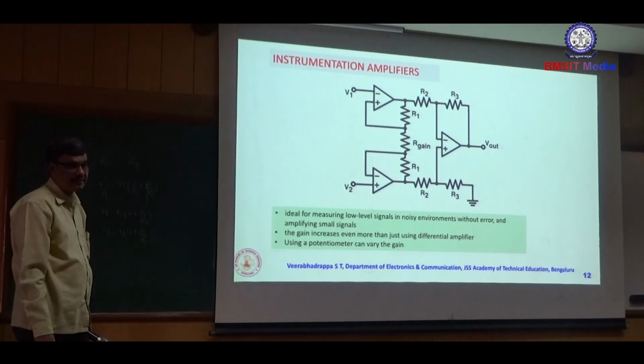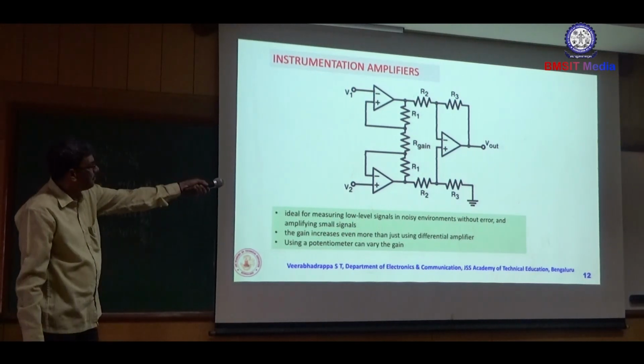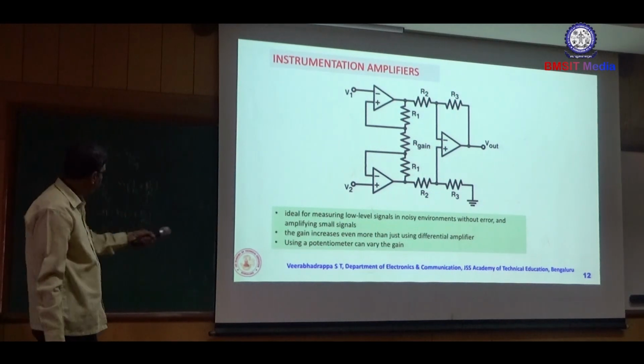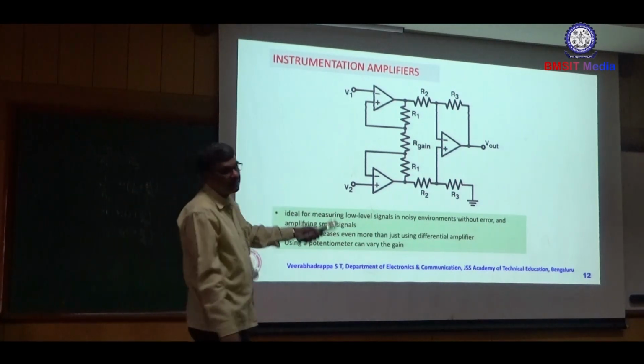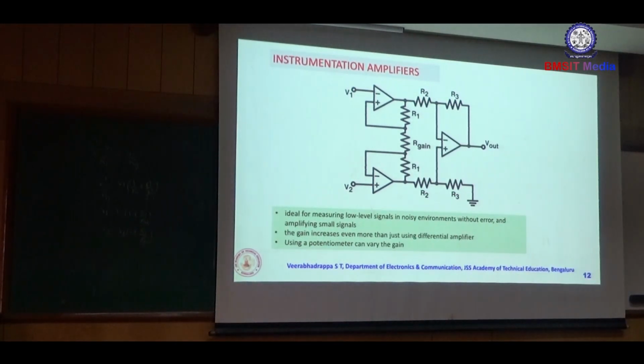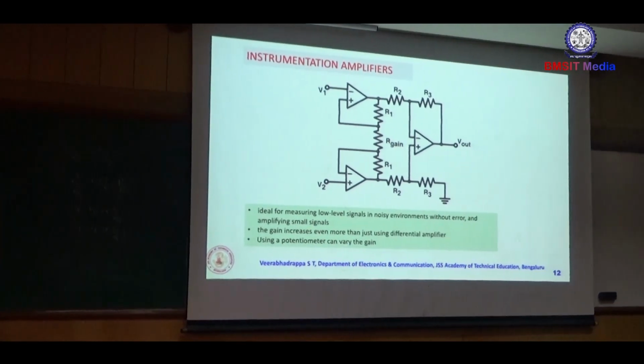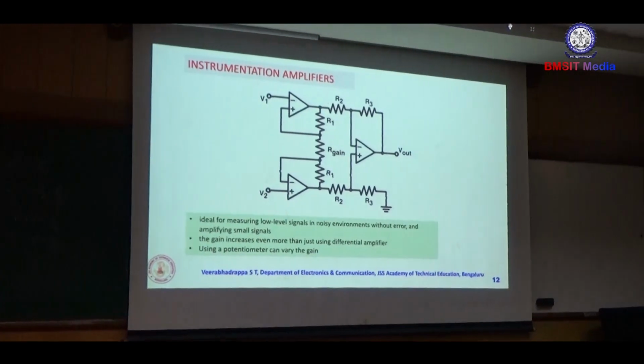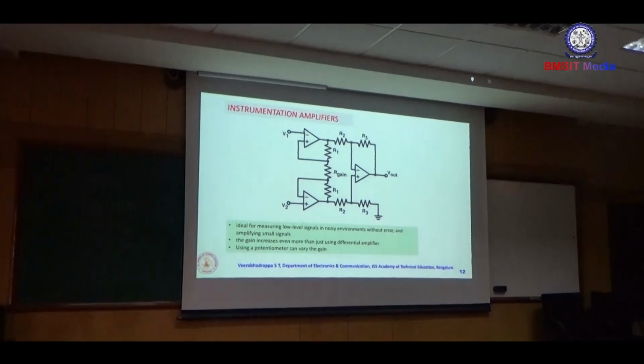Now we have to take the difference between these two, V2 dash minus V1 dash, and that gives the result V out equal to 1 plus 2 RG by R1, into R3 by R2. If you use the C S Rangan book, they refer to this circuit as the 3 op-amp instrumentation amplifier. Alternatively, the gain can increase even more than that, just using a differential amplifier, and using a potentiometer you can vary the gain.